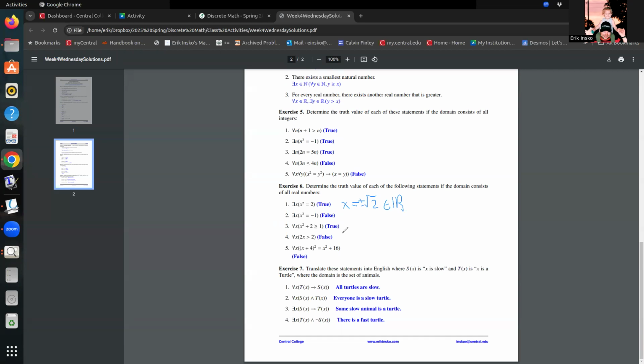There exists an x such that x squared equals -1. This one's false because the solution here is actually x equals the square root of -1, and that's not a real number. It is a complex number. We typically call it i, or the imaginary number, right? So it would be true if I went to the complex numbers, but it's not true inside the real numbers.